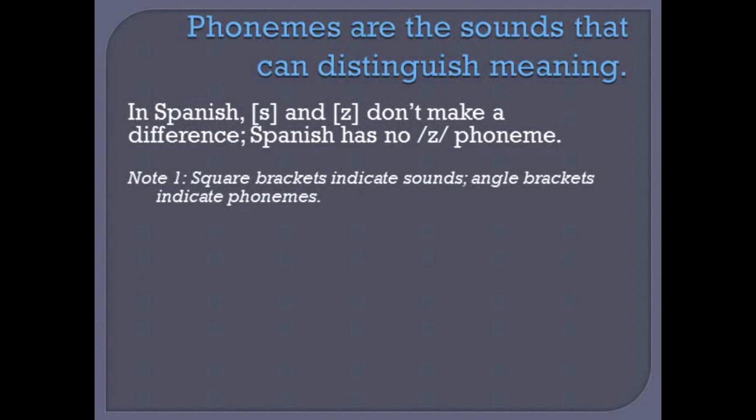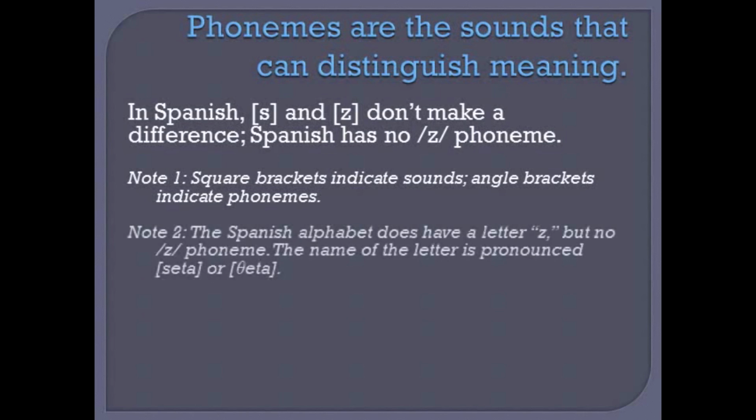Just real quick, a couple side notes. You'll see me indicate sounds sometimes in square brackets and sometimes in angle brackets. The square brackets indicate the actual sounds, the phonetic articulation of a sound. The angle brackets indicate phonemes. That is kind of the idea of the sound in our head. You don't need to be able to use the angle brackets and the square brackets consistently, but I do want you to know what I'm doing so that when you see it, you understand what's going on.